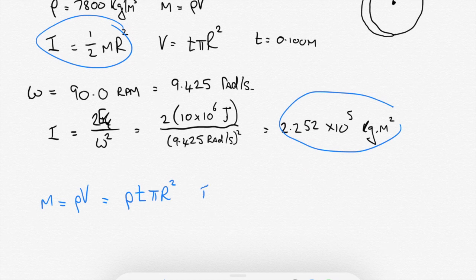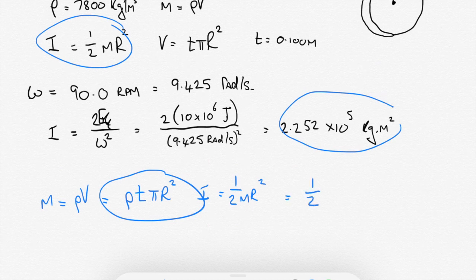So now we'll work out what I is. The moment of inertia is equal to a half m r squared. Now we have a term for m, the one I've circled there, so we can substitute that into our moment of inertia. When we put that all together, we get a half times rho times pi times t times r to the 4. We've got an r squared in both of them, so when we put those two together, we get r to the 4.